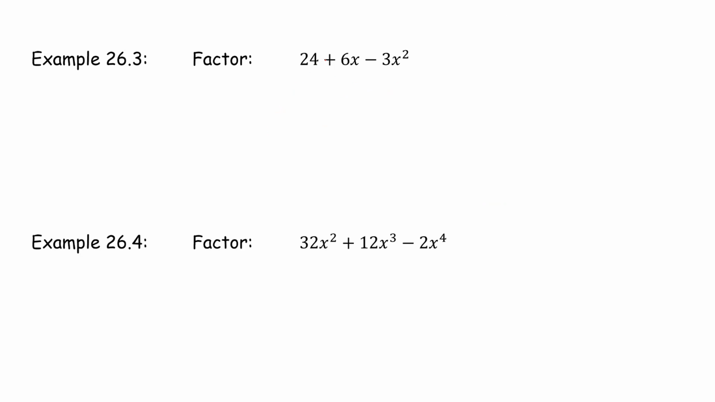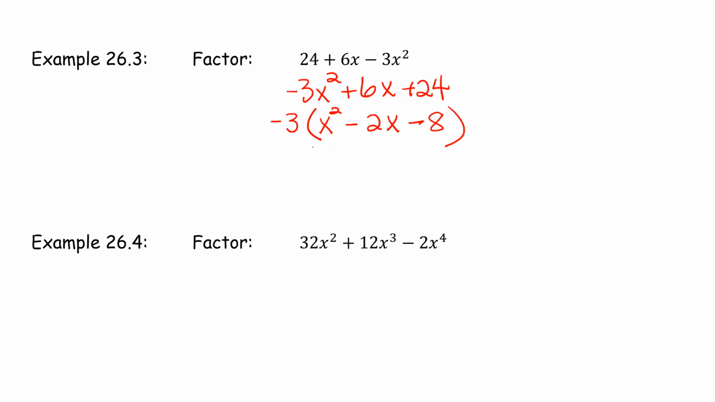Okay, here's another one. We want to factor this one. We need to put it in order first: -3x squared plus 6x plus 24. The first thing I want to do is factor out the greatest common factor. I can see that each term has a factor of 3. I'm going to factor out the negative 3 because that way I won't have a negative sign on my first term. So if I factor out negative 3, I am left with x squared minus 2x, because that would give me a positive 6x, and then minus 8.